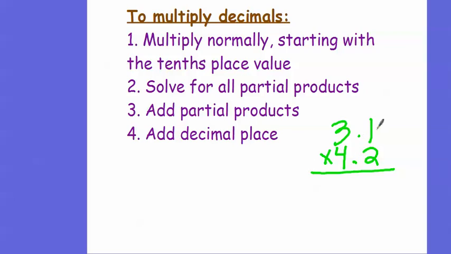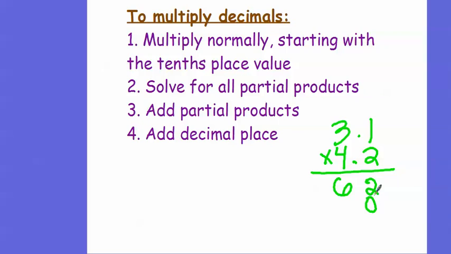Just as if we didn't have the decimals right here and here, we're going to start in the ones, or in this case, the tenths place value, and you multiply normally. So you do 1 times 2 is 2, 3 times 2 is 6, add our placeholder, and so on. So you're always going to just multiply normally, starting at the smallest place value. So in this case, it's tenths and tenths. That's the first step. The second step, you're going to solve for all partial products, which is what we're doing.